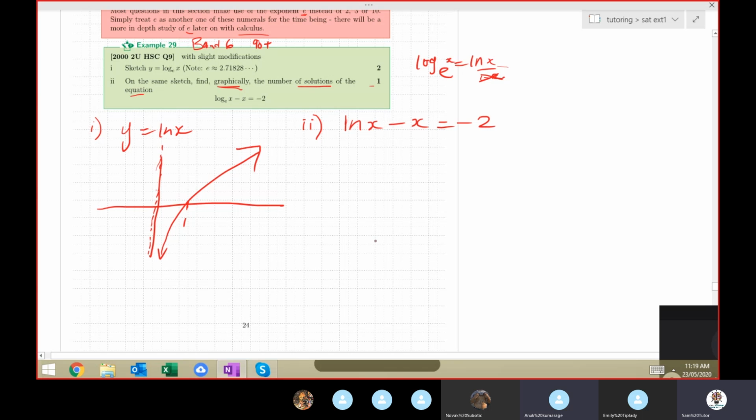Could you put them as a fraction because it's a minus? You can't. Good point. Why can't you do that? They're not both logs. Yeah, they're not both logs. No, cannot. On the same sketch, so it's trying to say, obviously sketch something else. So what's the other thing you're meant to sketch?